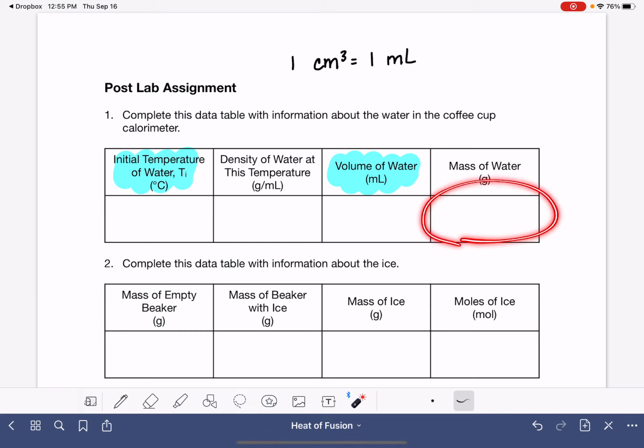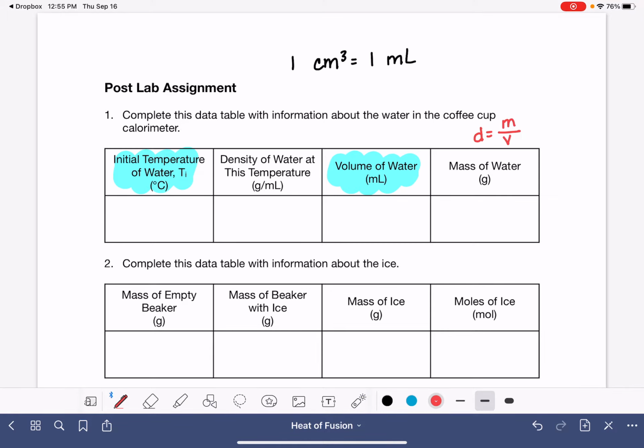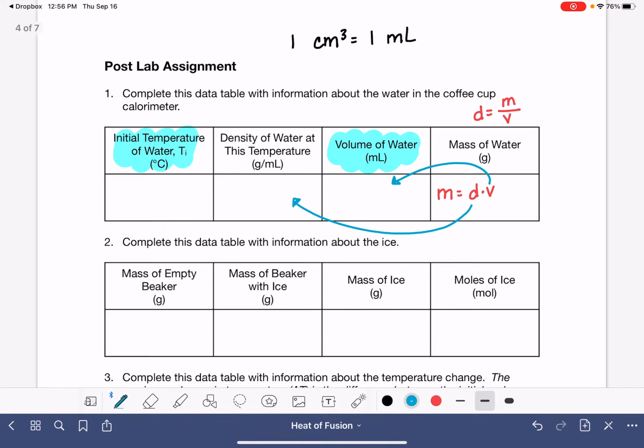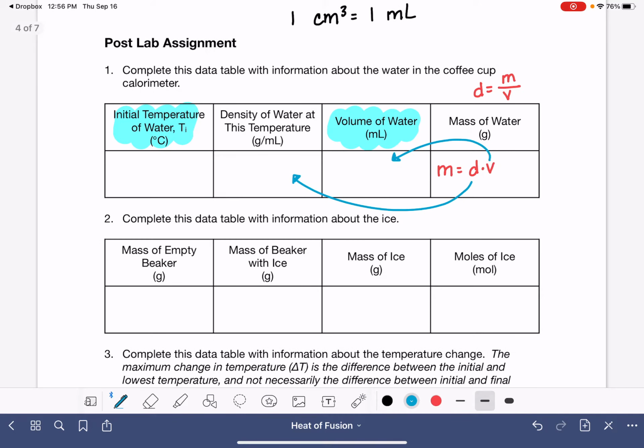Once you know the density of your water, you will use that to calculate the mass of water. If you recall, the density is the mass of something divided by the volume. And in this situation, we know the density of the water and we know the volume of the water, and we just need to figure out what the mass is. So we're going to rearrange this equation a little bit. The mass is going to be equal to the density times the volume, and we're talking about your density and your volume.